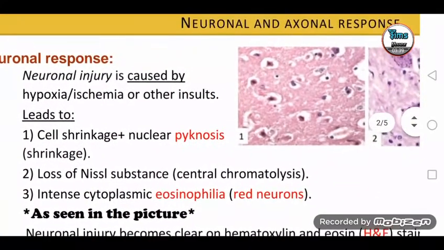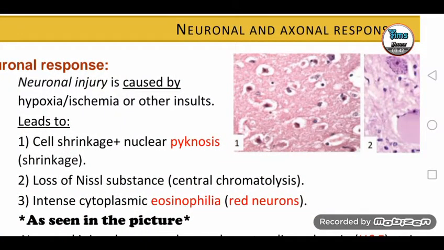The second reaction is loss of Nissl substance and central chromatolysis. First of all, we need to know the meaning of Nissl substance. This Nissl substance is a part of the rough endoplasmic reticulum of the neuron. It's a network that exists around the rough endoplasmic reticulum. It may also contain polyribosomes, rosette-shaped polyribosomes.